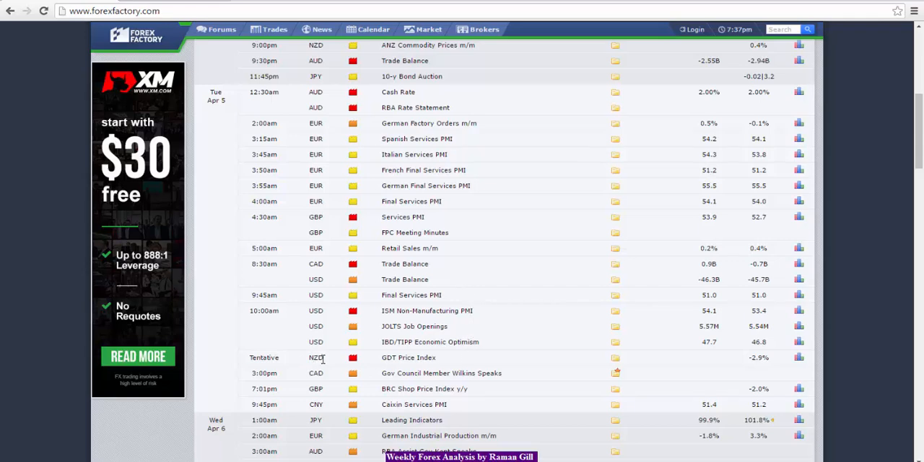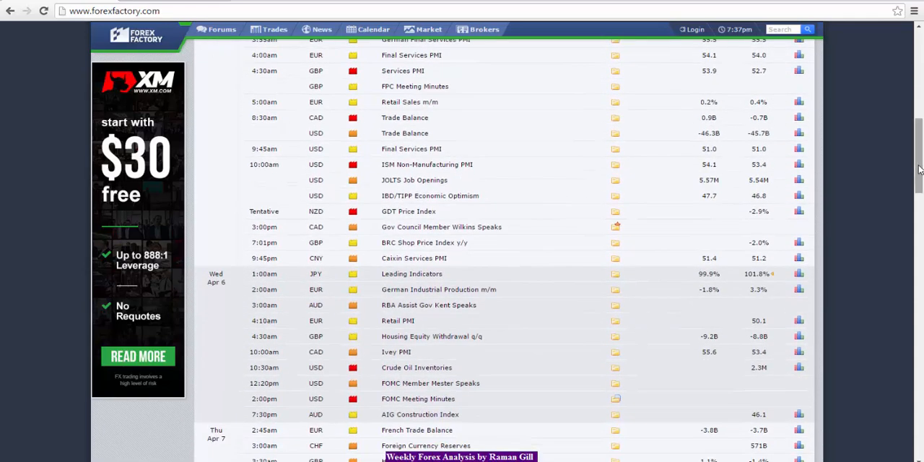And later in the session, we have GDT price index for New Zealand dollar. These are the dairy prices, and the New Zealand economy is dependent on the dairy, so keep an eye on that for trading the New Zealand dollar.